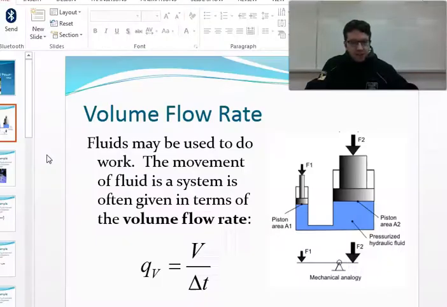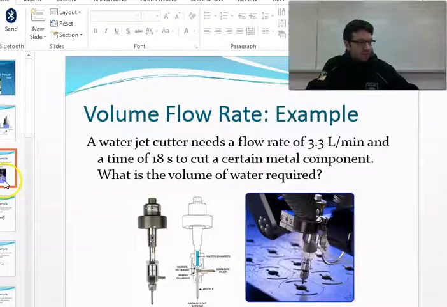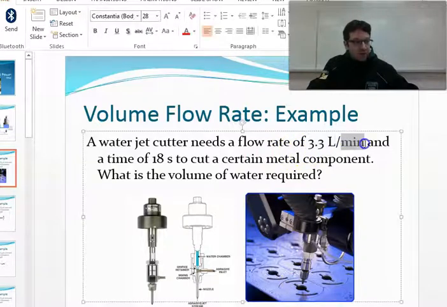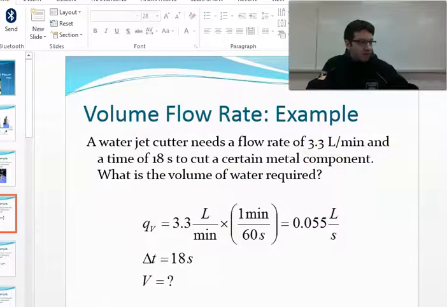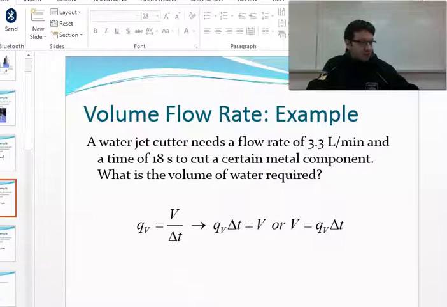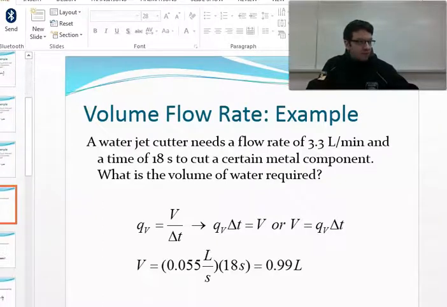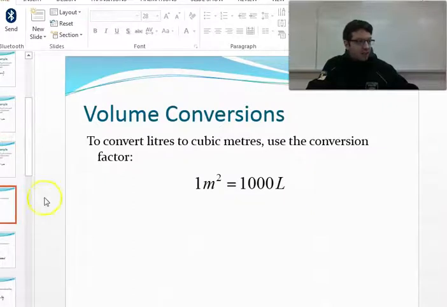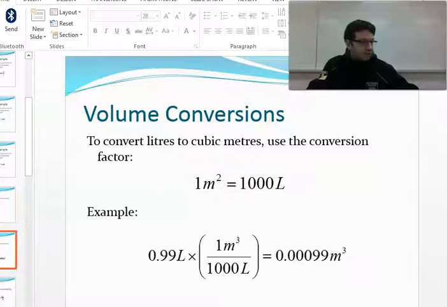All right. So let's go back to the PowerPoint. This is the example of the water jet cutter. You'll have a nozzle and it will shoot water out at a volume flow rate, so volume per time, of 3.3 liters per minute. I actually have solved the question in the PowerPoint as well, so let's skip that because we've done it. That should be meters cubed, by the way. So 1,000 liters is equivalent to 1 cubic meter.